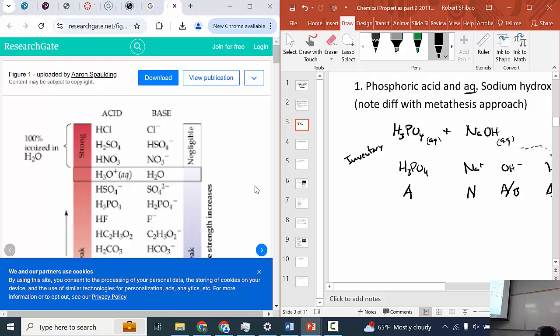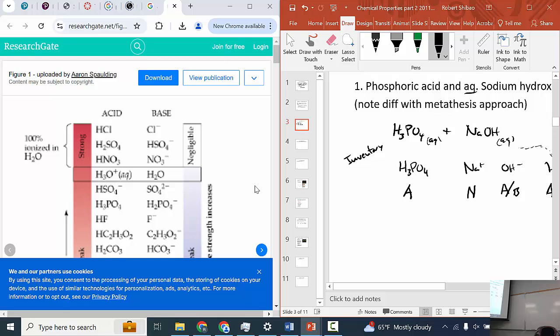These acids up here are too strong to exist in water, so they immediately react with water in a hydrolysis reaction to form hydronium and chloride. This will form hydronium and bisulfate, and this will form hydronium and nitrate. And so these ones will react. This is called the leveling effect. These ones are just all too strong and they all level out to here, hydronium. This is the level of the leveling effect.